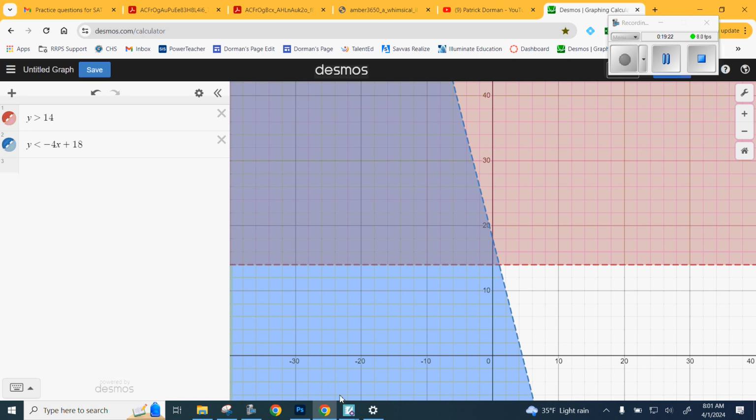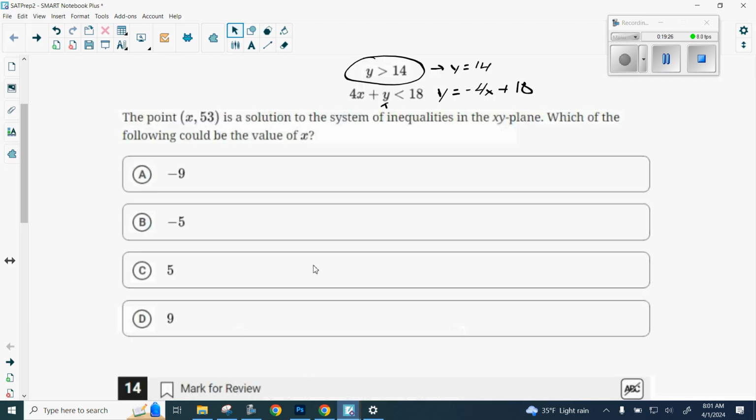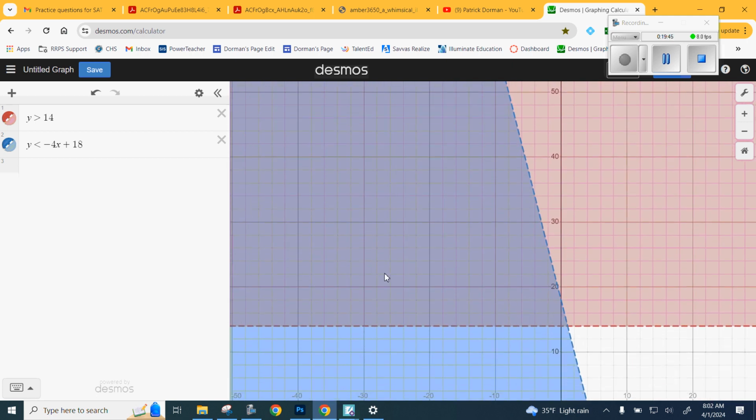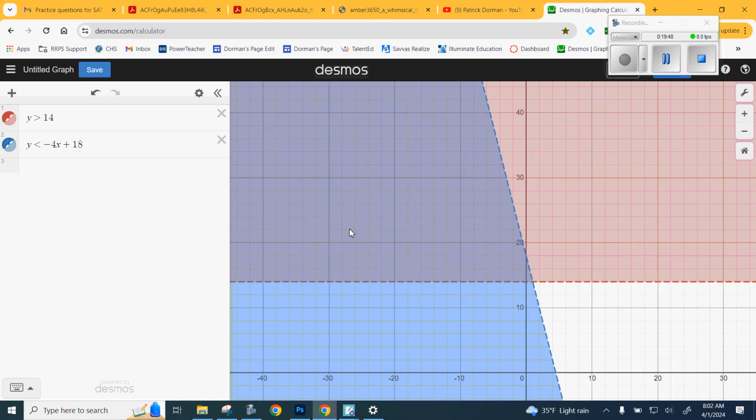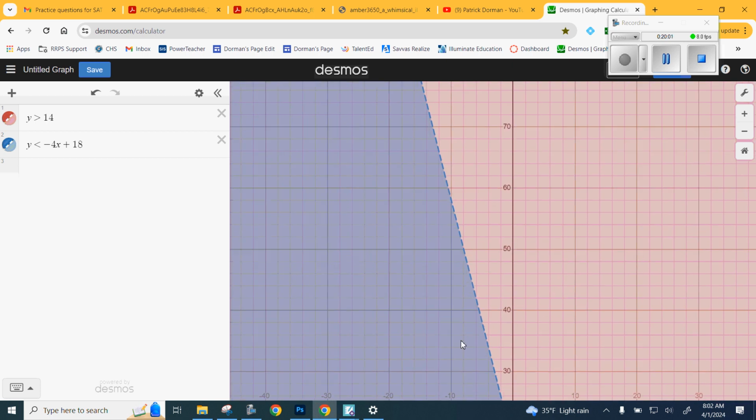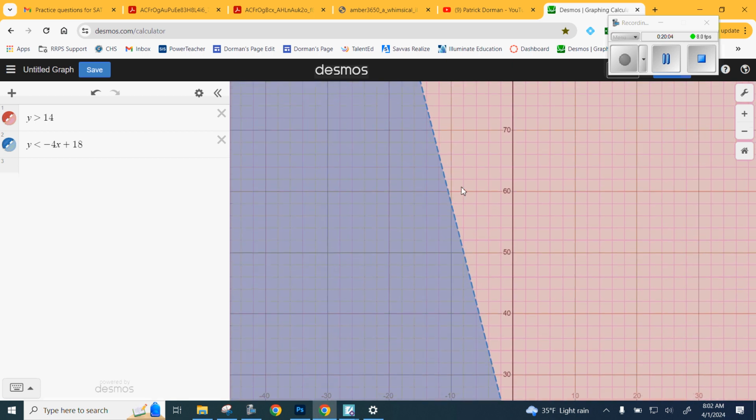Do we select all that apply? Only one? Oh, but if we're at 53, so if we look at -5, there's no way that we're at 53 in this area here, right? At -9, yep. 53. We are good.